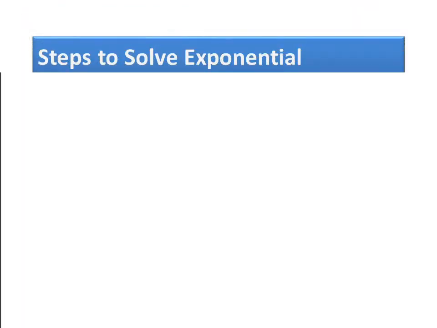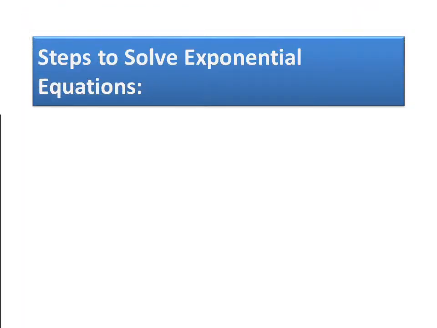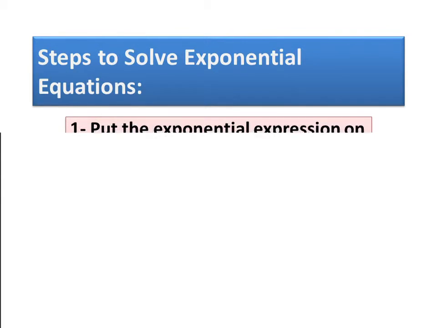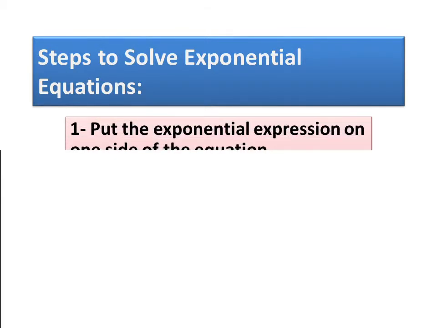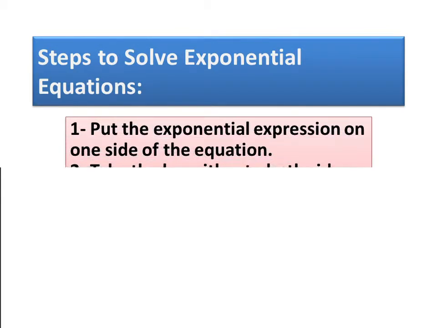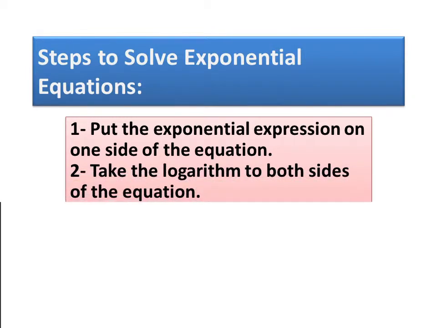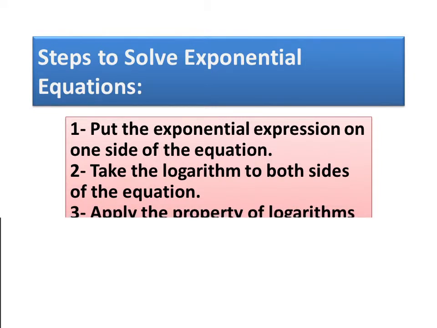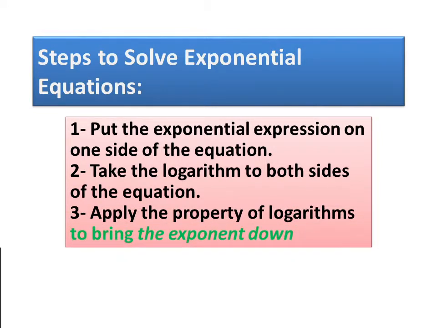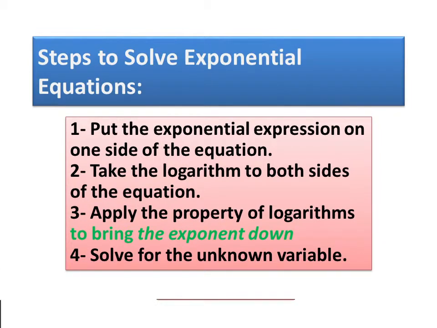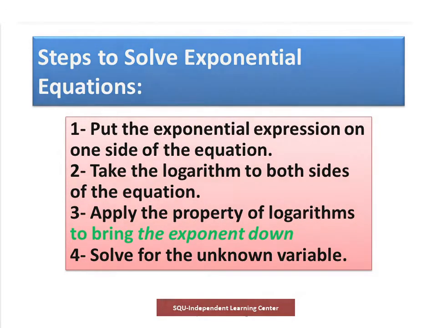Here we summarize the steps to solve exponential equations. First, we need to isolate the exponential expression on one side of the equation. Step number 2, we take the logarithm to both sides of the equation. Step number 3, we apply the property of logarithms, which brings down the exponent. Step number 4, we solve for the unknown variable.